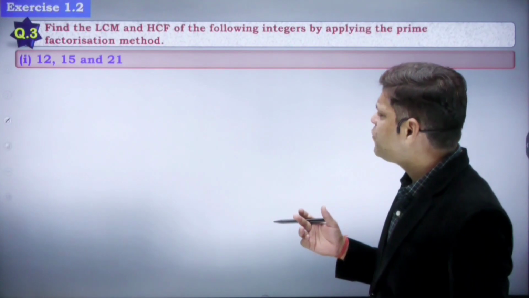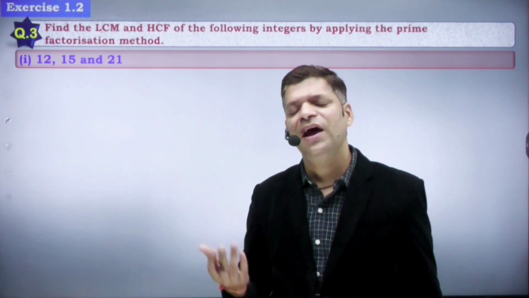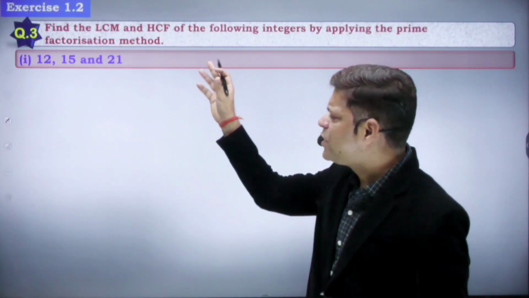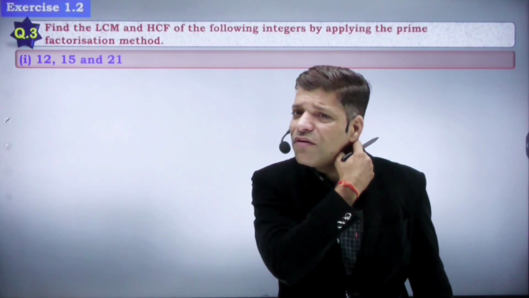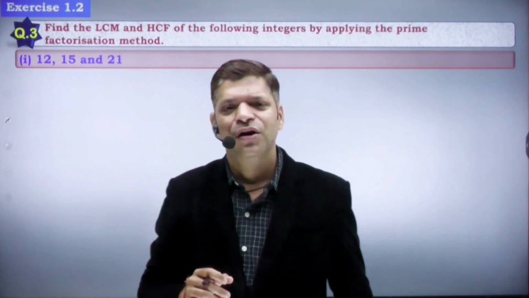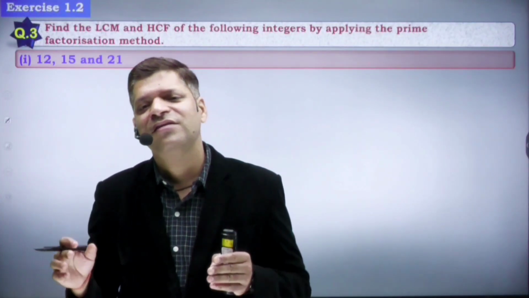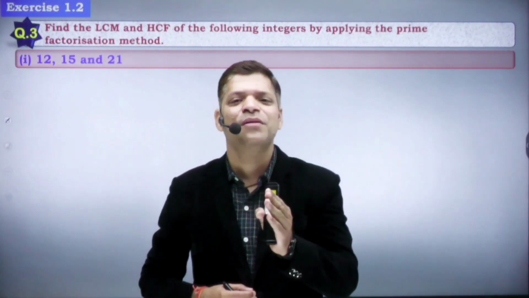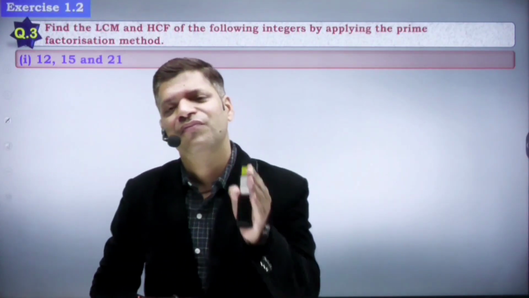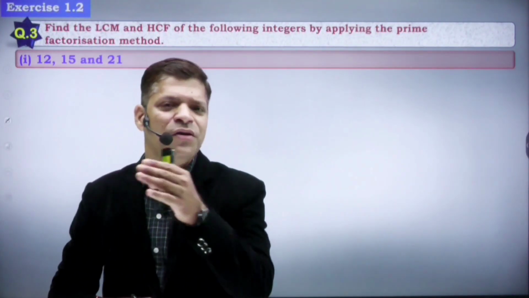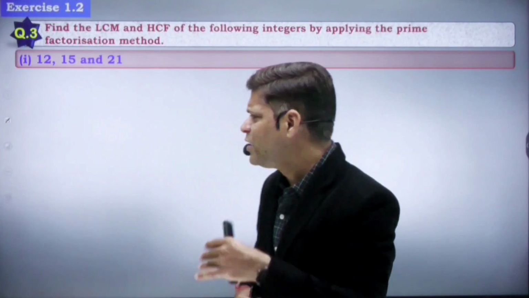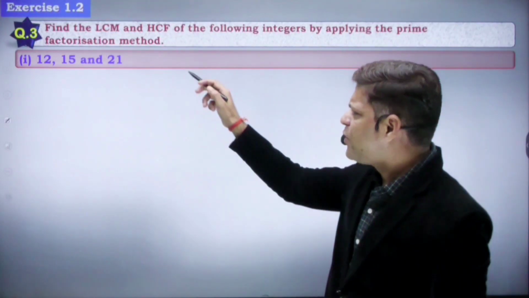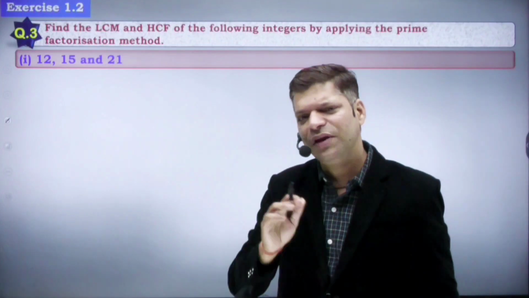Again, now here we are given three numbers: 12, 15 and 21. But the verification of the relation is not given, because the relation which we have learned for the HCF and LCM of two numbers, that is HCF of two numbers into LCM of two numbers is equal to the product of the two numbers, does not hold for 3, 4 or up to n numbers. This is a different topic and you will learn it in the higher classes. So here we only find the HCF and LCM, which we can easily find.